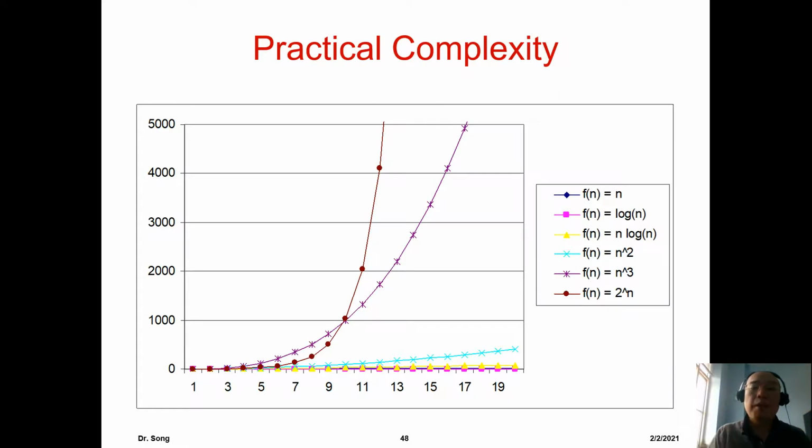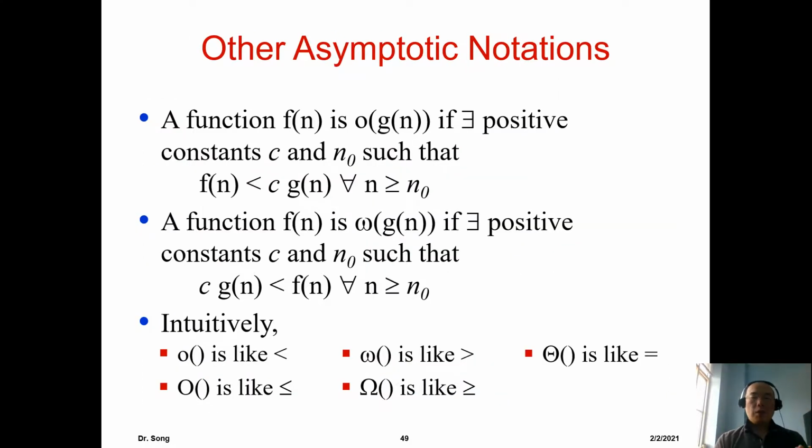Okay, so here are a few more asymptotic notations. We have the big O and the big omega, which are the upper bound and the lower bound. However, you can be smaller or equal to.